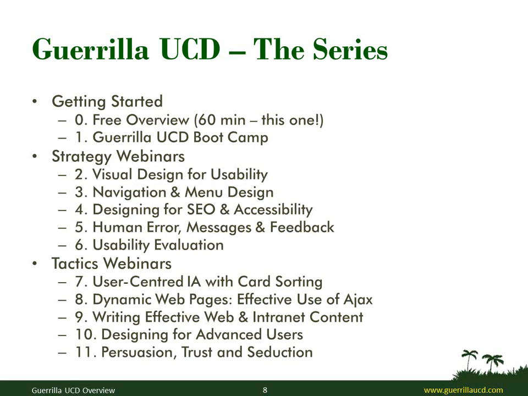The tactics webinars are a little bit more focused, so we have user-centered information architecture with card sorting, dynamic web pages. This is all about the effective use of Ajax rather than just making things more interactive for the sake of more interaction. Number 9, writing effective web and intranet content. 10, designing for advanced users. 11, persuasion, trust, and seduction.